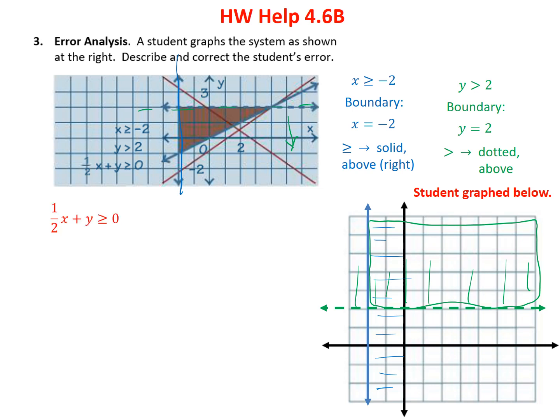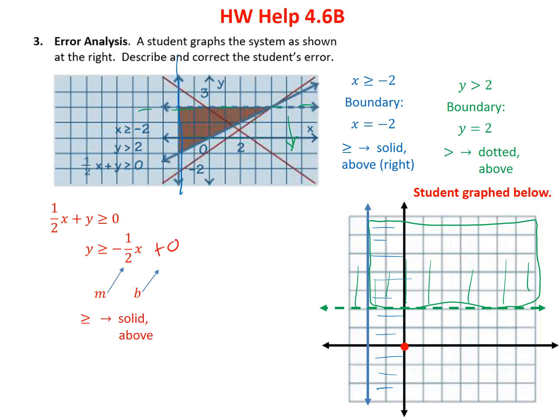Our next graph is 1/2 x plus y is greater than or equal to 0. Okay. So I solve that. I subtract 1/2 x from both sides, and I get this. And now I notice to graph, my boundary line would be y equals that. My slope would be minus 1/2. And notice there is no intercept because it is understood to be 0. So that means my y-intercept is at the point 0.